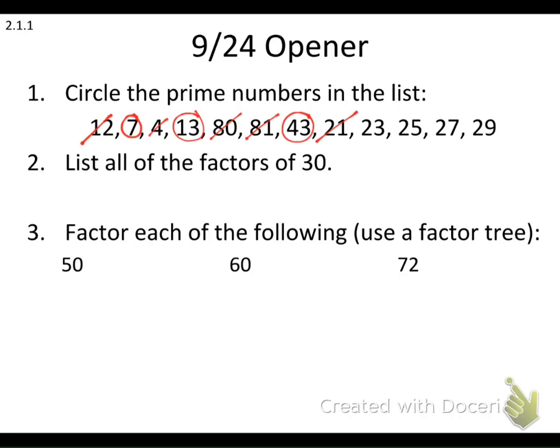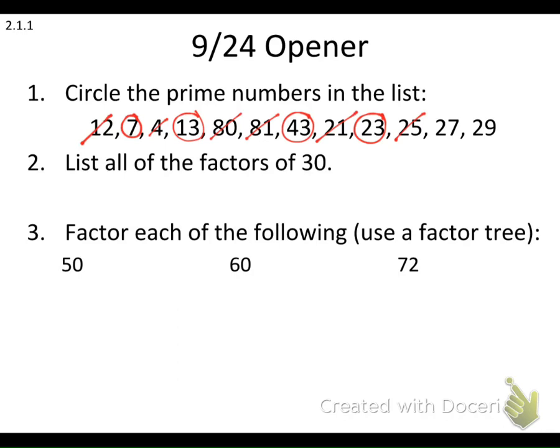Is 23 going to be prime or composite? 23 is going to be prime. It only has 2 factors. It only has 2 numbers you can multiply together to get 23. What about 25? Composite. What are the factors of 25? What can you all multiply together to get 25? 5 times 5 and 1 times 25, so it has 3.